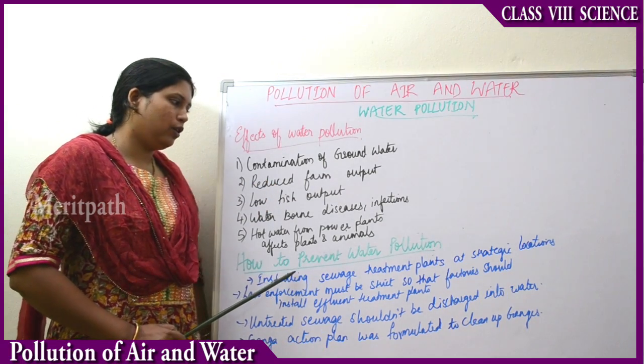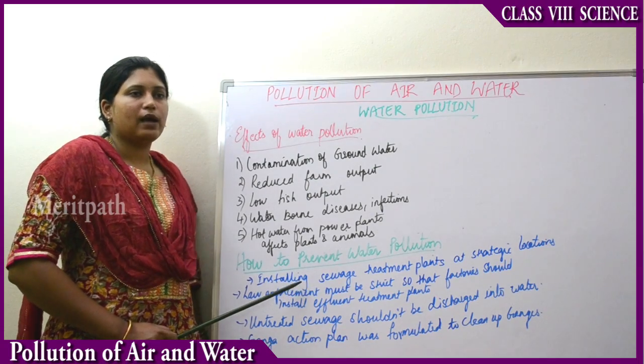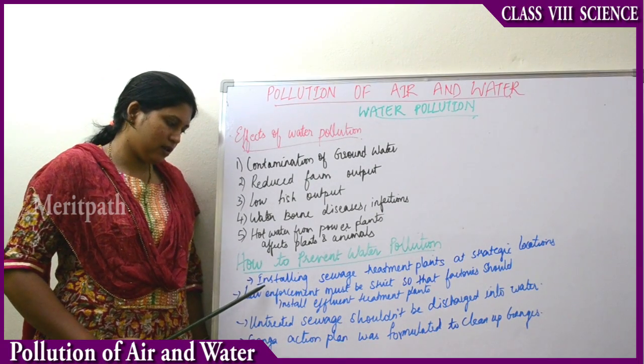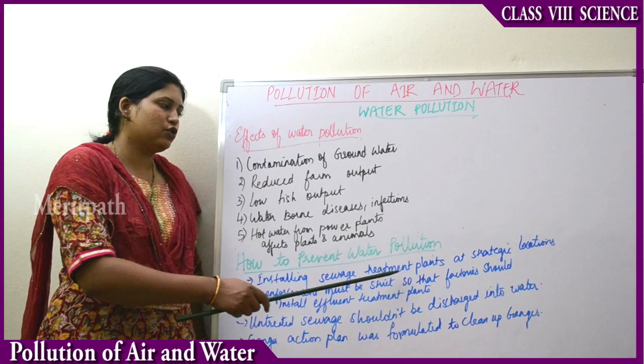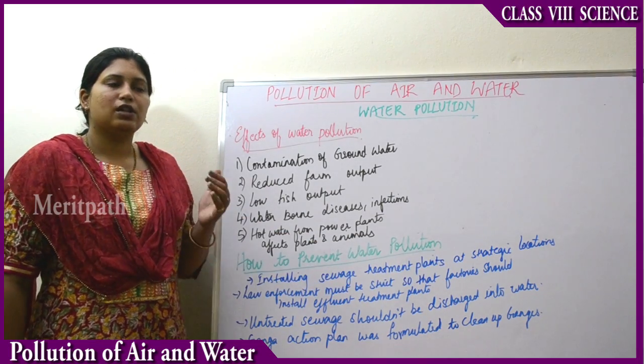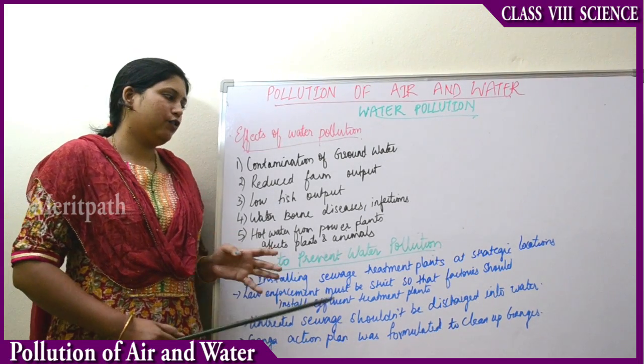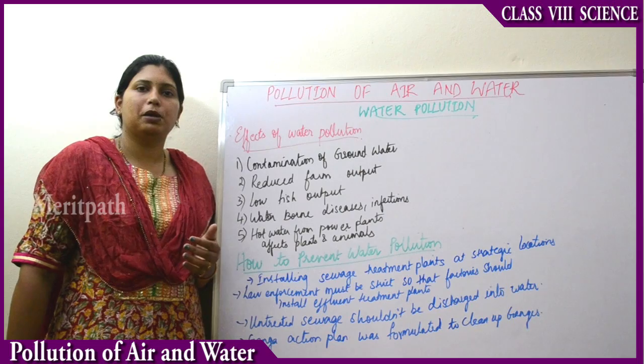Next, moving on to how to prevent water pollution. What can we do as an individual? First one is installing sewage treatment plants at strategic locations. So instead of directly disposing the sewage into the water, we have to install a few sewage treatment plants.